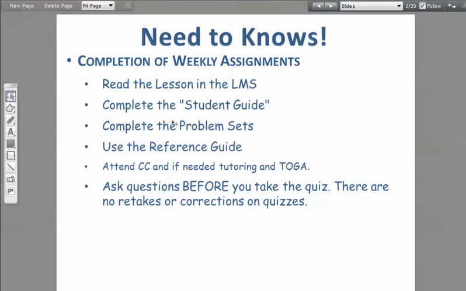Hello, now we're at 1.05 Measuring Lengths Part 2. Let's just start off with our need to knows.